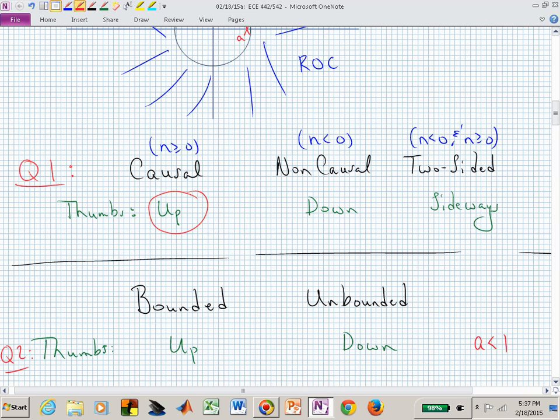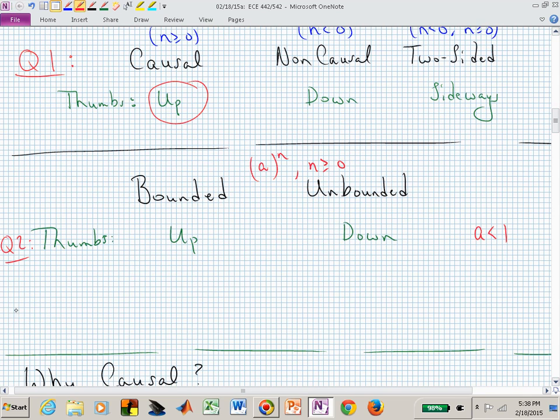And this is a causal signal, our signal is really looking something like A to the n for n greater than or equal to 0, and the only way that's going to be bounded is if A is less than 1. So we could do a question 3, with A greater than 1, and I hope it's clear. We just answered this, didn't we?